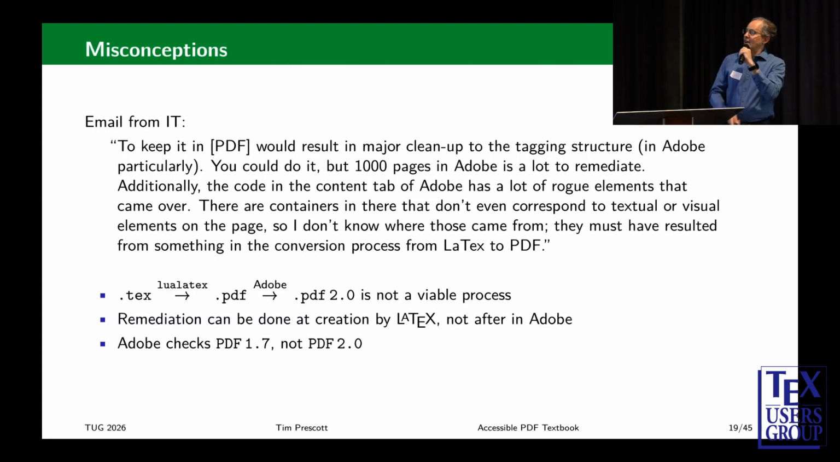Okay, so some misconceptions. I got this email from our IT. To keep the textbook in as a PDF would require a major cleanup to the tagging structure in Adobe. You could do it, but 1,000 pages is a lot. And Adobe, there's a lot of extra elements that are in there. I don't know where they came from. They may have come from your conversion from LaTeX to PDF.